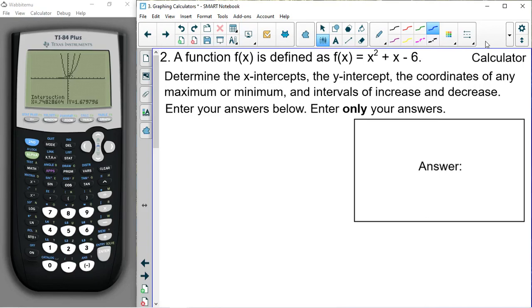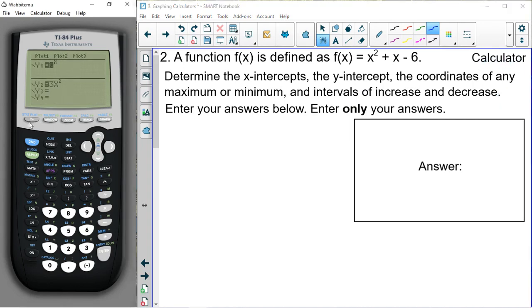minus 6. We have to determine the x-intercepts, the y-intercept, the coordinates of any maximum or minimum, and intervals of increase and decrease. Enter your answers below. Enter only your answers. All right, so that's nice. We don't have to sort of justify our work or show any explanation. We just write the answers. Now, again, this would be possible without a graphing calculator, but it's a calculator problem. Let's use that to our advantage.